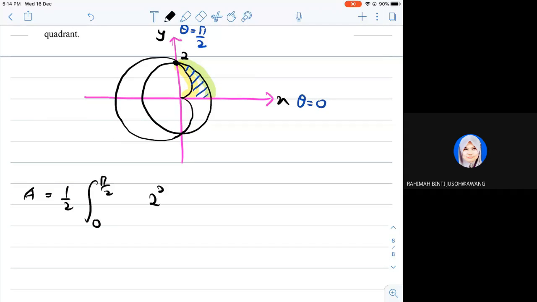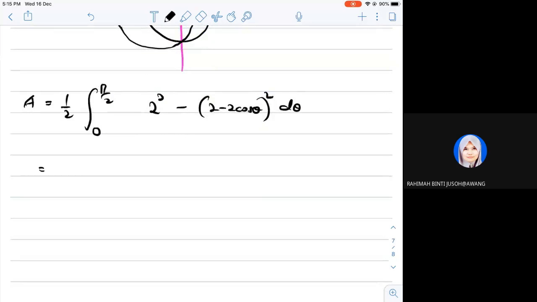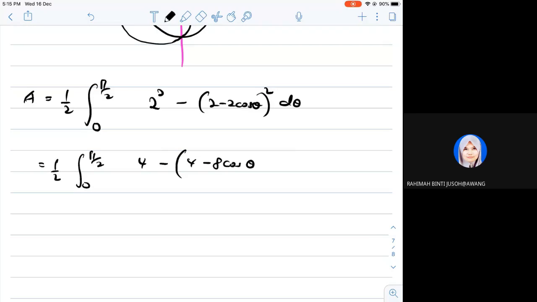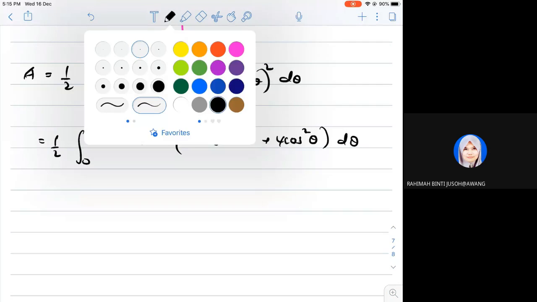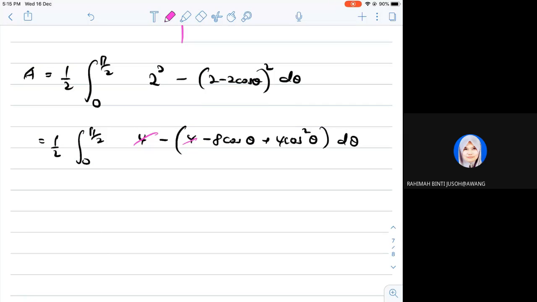Circle is 2 squared. So minus cardioid is 2 minus 2 cos theta squared d theta. Alright, so now let us expand this one. 4 minus. Okay, open the bracket. We have 4 minus 2 times 2 times 2, so becomes 8 cos theta. Negative 2 squared, so we have positive 4 cos squared theta d theta. So of course we can cancel this, 4 minus 4 becomes 0. And then we have negative become positive. So 1 over 2.